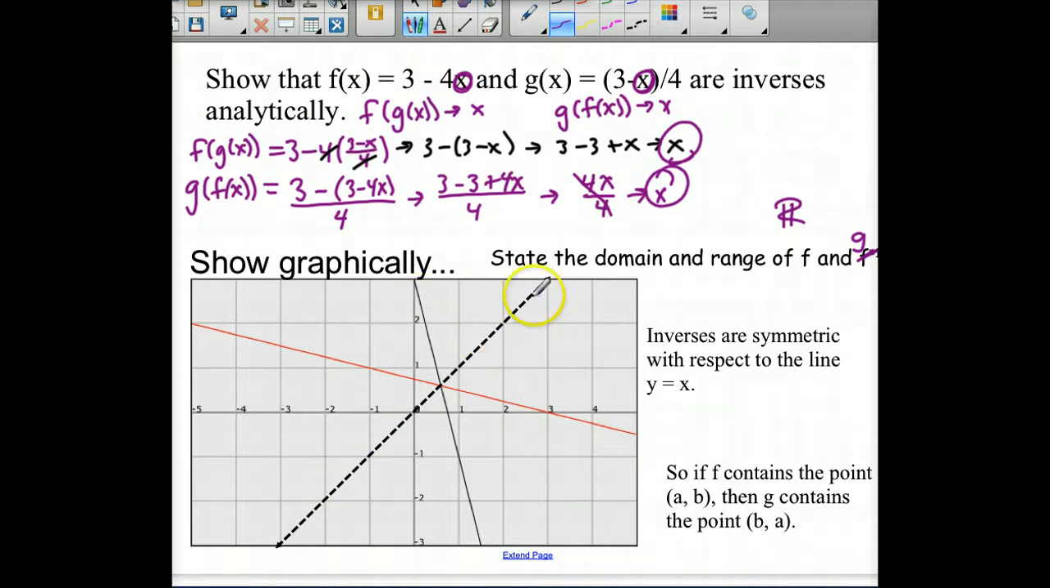So if I fold this graph on this line, this would match up with that, and this would match up with that. So they're reflections over the line y equals x. So that's how the ordered pairs flip. The domain becomes the range of the inverse, and the range becomes the domain of the inverse, because they're reflected over the line y equals x. So all of the y's flip to be x's, and all the x's flip to be y's, and anything that's on the line y equals x remains the same. So that's how you can show graphically that two functions are inverses of each other, if they are reflections or symmetric over the line y equals x.